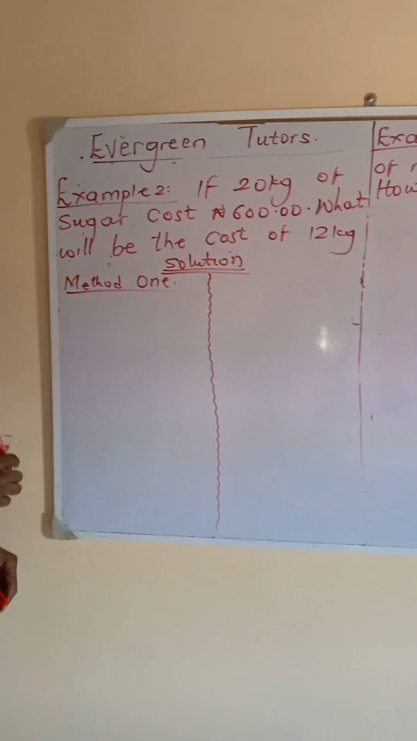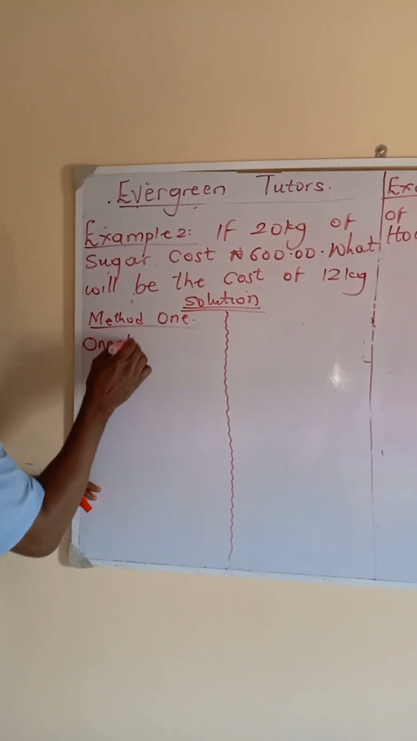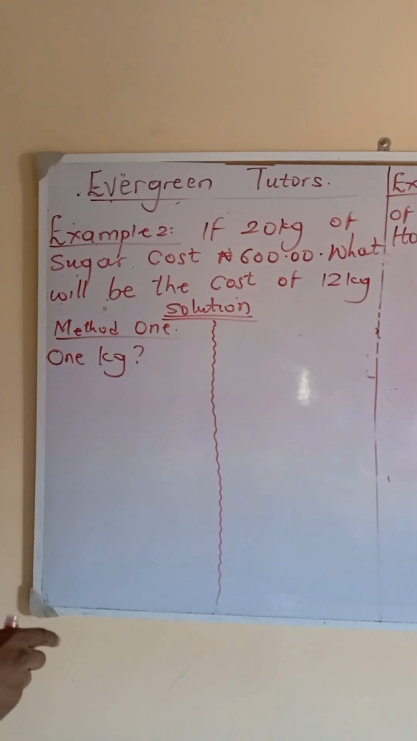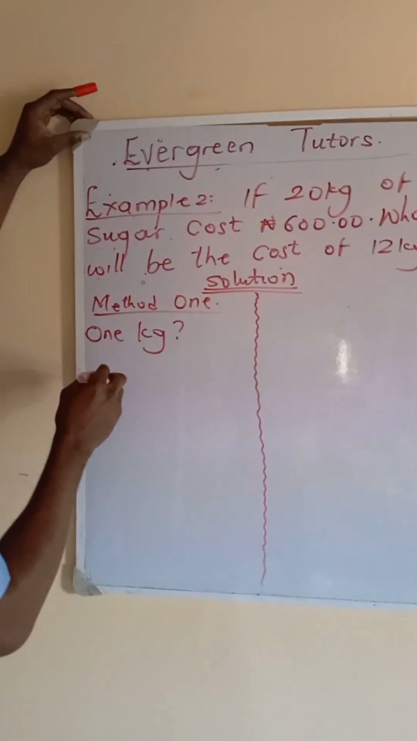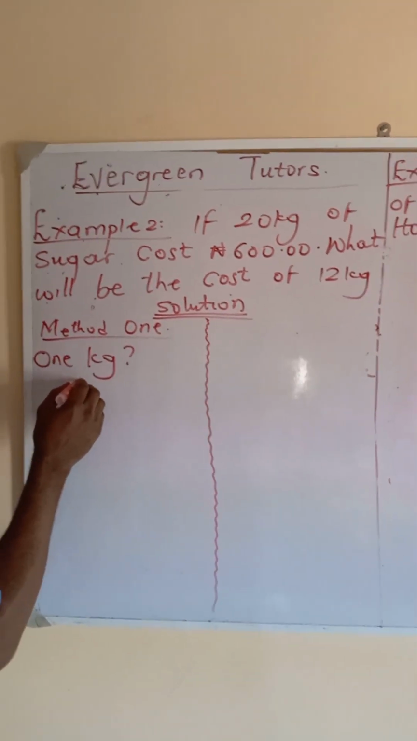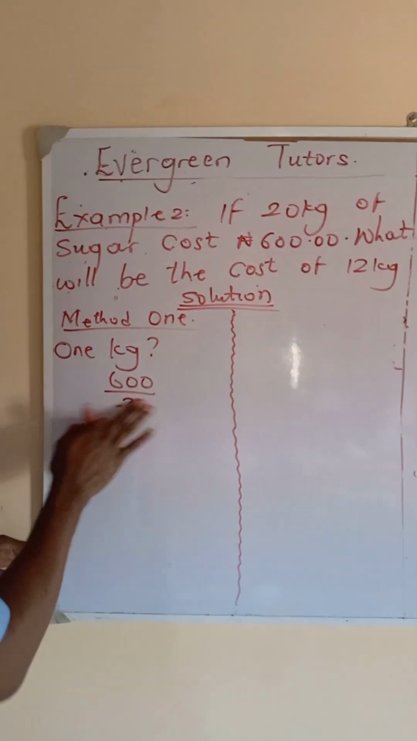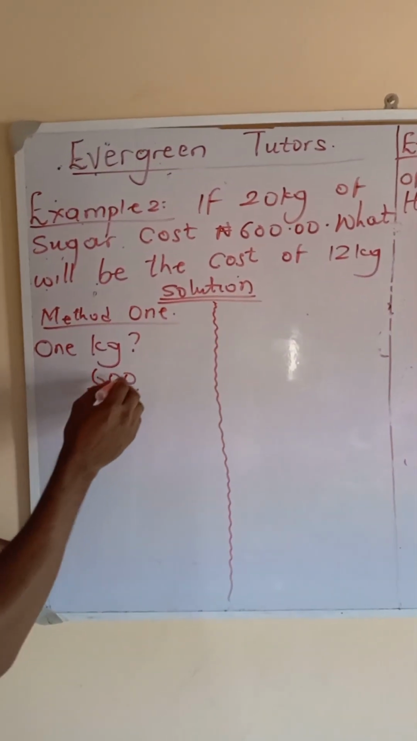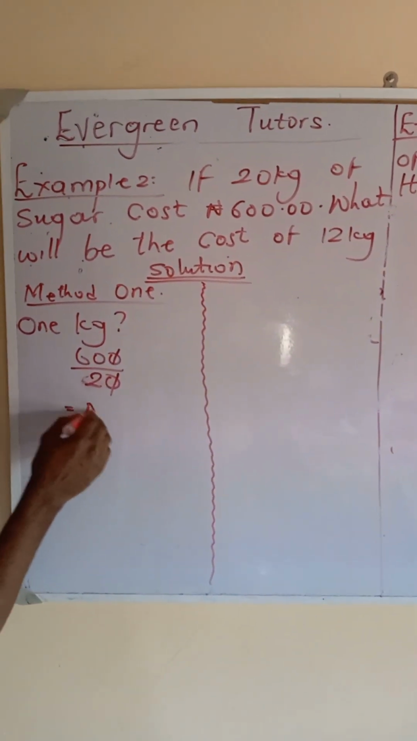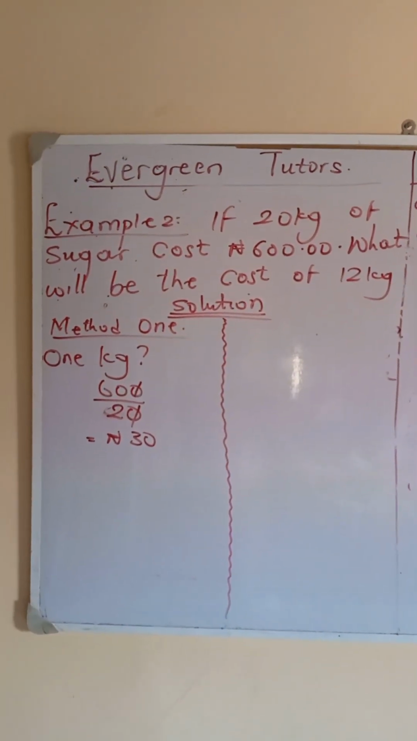Now, let's look at the method 1. We're going to look at how much 1 kg will cost, because 20 kg costs this. So how much will 1 kg of sugar cost? All right, 1 kg will be 600 naira divided by 20. Okay, 600 divided by 20, which will give me 30 naira. This is how much 1 kg of sugar costs.